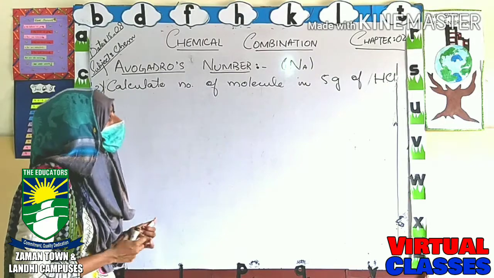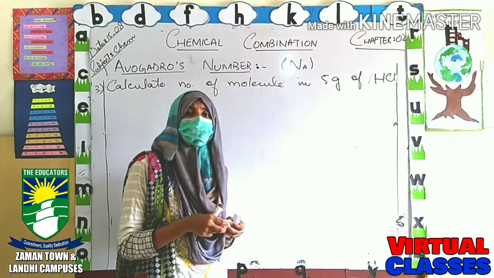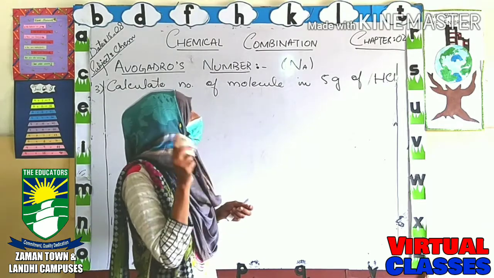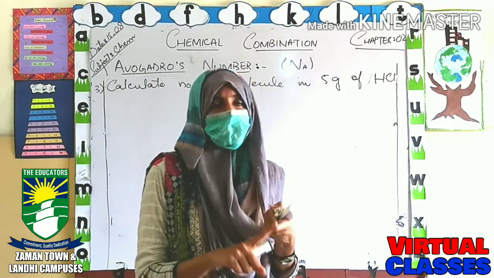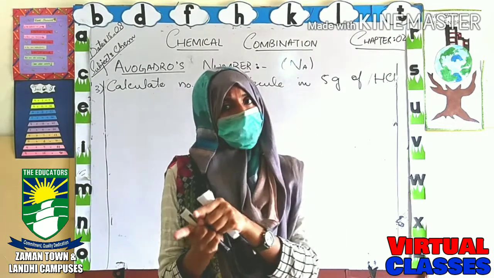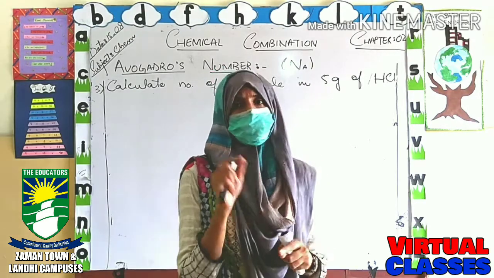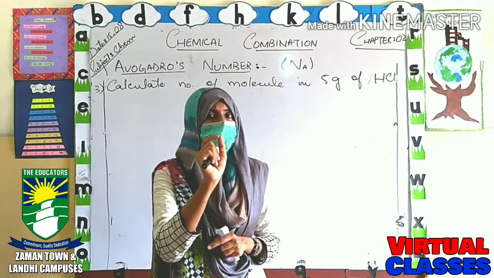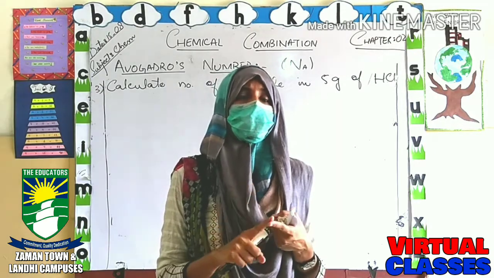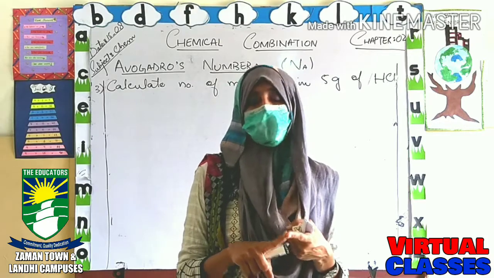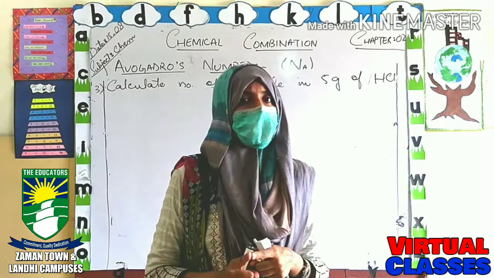If in the question they are talking about gram, we know that gram is a unit of mass. So we will apply the second formula. In the first numerical there was the word mole. So if the number of moles is given in the numerical, which formula will you apply? The first one, n multiplied by N.